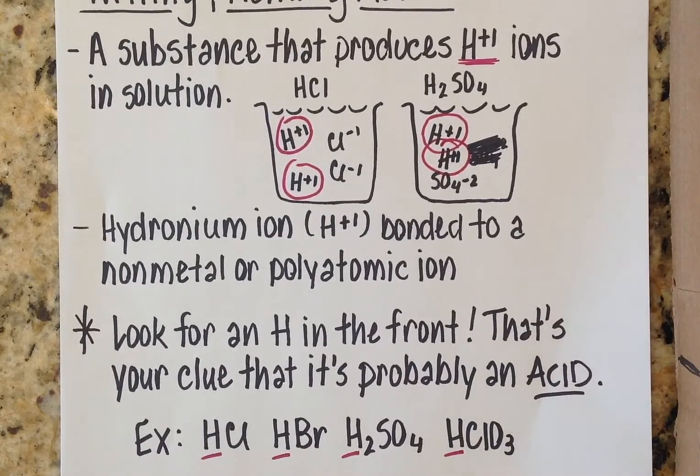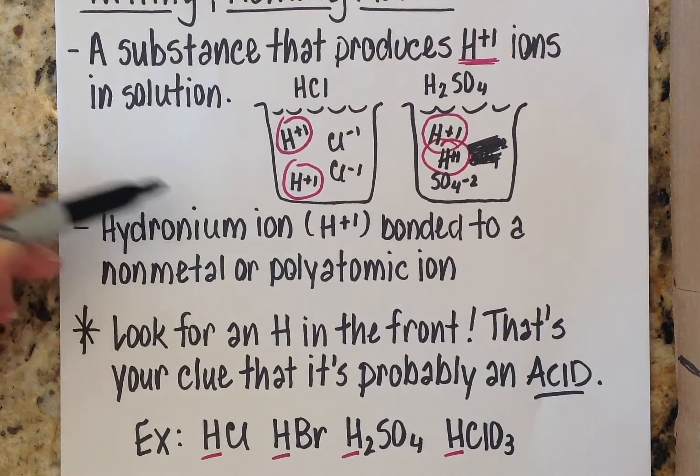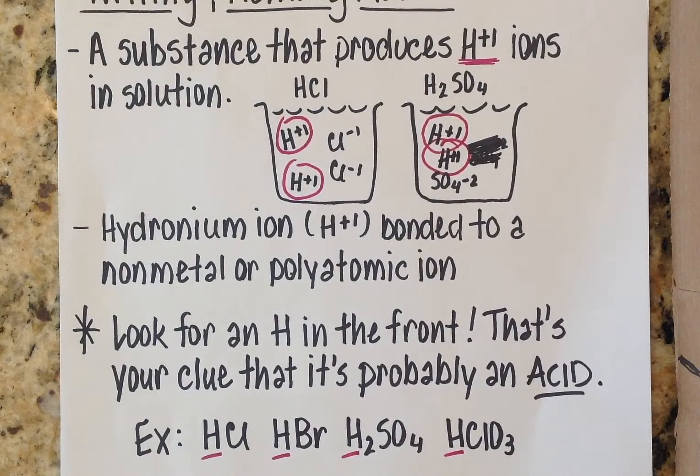Now, another way that we can describe acids, we can describe them as a hydronium ion, which is bonded to a nonmetal or a polyatomic ion. There are actually lots of definitions out there for acids, and they're all correct. They just explain different things about those acids, maybe how they behave, how they look, whatever. But these are 2 of the most common ways that you will hear acids described.